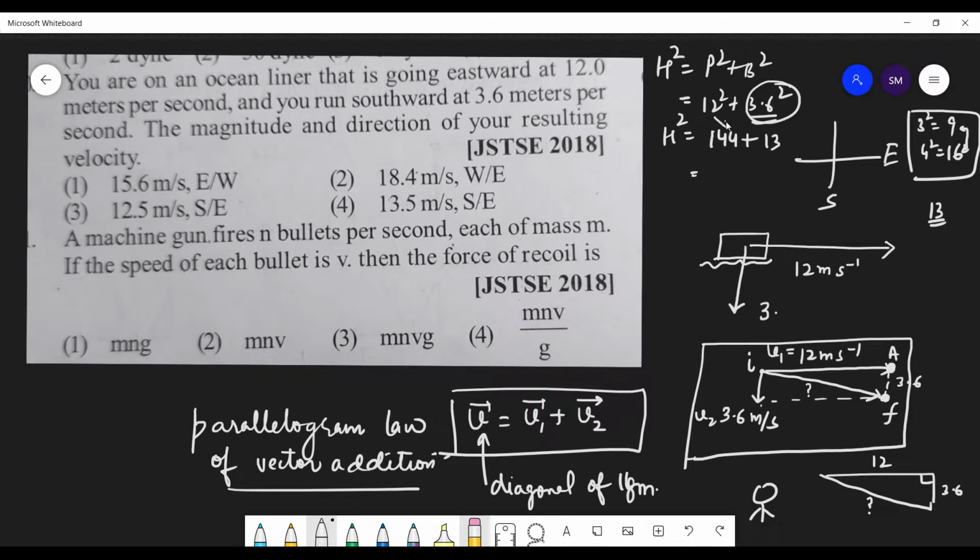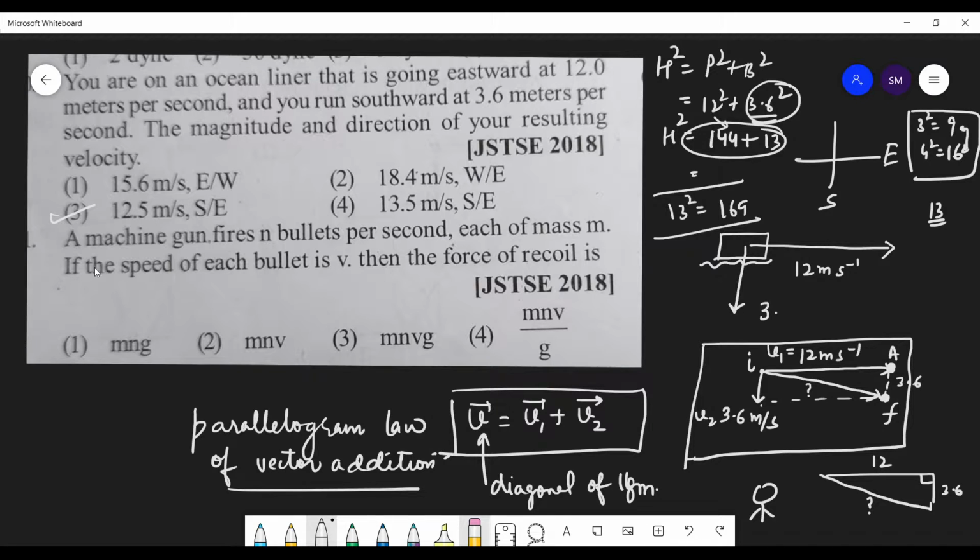So this is 12 square. What is 13 square, students? 169. So definitely it is less than 169, so the answer will be less than 13. So which of these answers is less than 13? Option third, yes, option third.